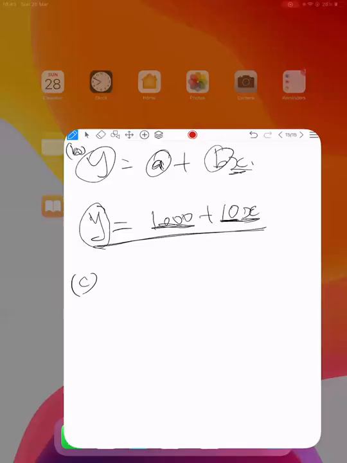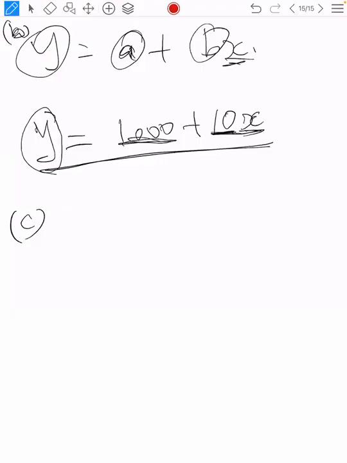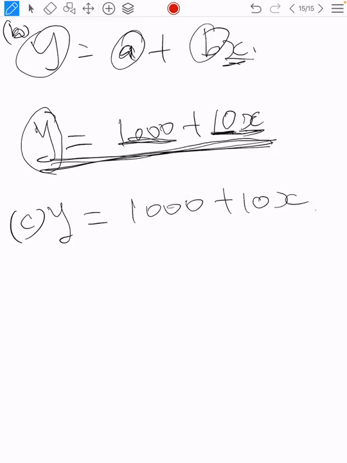Now, C is saying forecast the total cost if an estimated 110 units are to be manufactured in July. Now we want to determine the cost of producing 110 units. I am going to use this linear equation, good people, that I formulated there. That linear equation that says total cost is equal to fixed cost plus the variable cost per unit times the number of units produced. I am required to calculate the cost of producing 110 units. So now the cost of producing 110 units is equal to fixed cost of 1000 plus 10 rand per unit times the number of units produced.